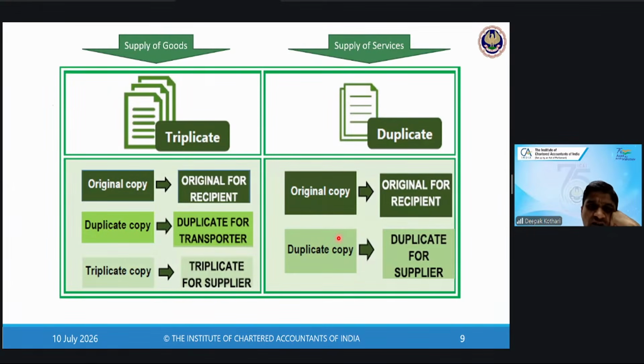How many invoices do you have to send for supply of goods? Triplicate copy: the original for the recipient, one for the transporter, and triplicate for the supplier. And duplicate will be in case of supply of services, that is, there is no transporter. So one copy for the recipient, one copy for the supplier. So for goods, three copies: one for the receiver, one for the transporter, one for the supplier. And in case of services, one for the receiver and one for the supplier.